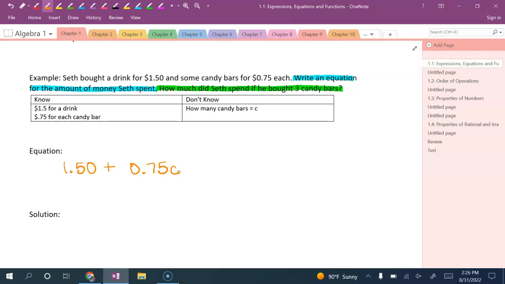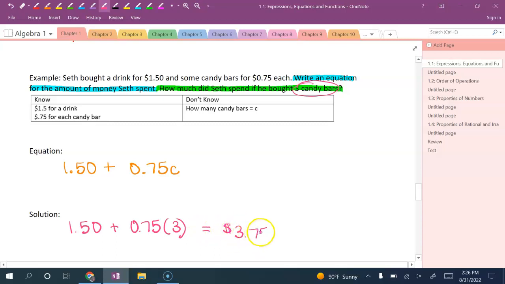So then what I can do is take that 3 from the second half of the problem and plug that in for C. So it looks like this now. And then evaluate it, and this would come out to be $3.75. And that would be how much he spent.